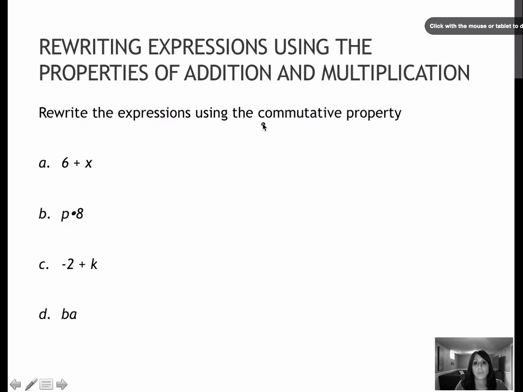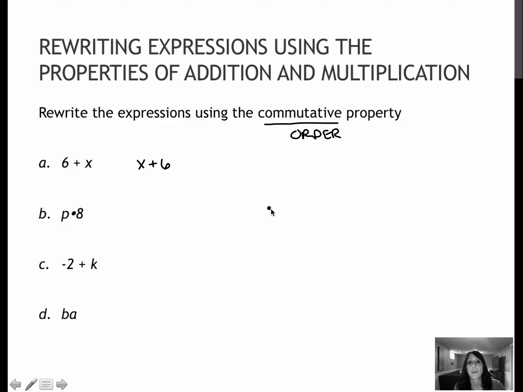So this is the commutative property. Remember, commutative had everything to do with order. And so when they ask us to rewrite something using the commutative property, all we're doing is changing the order. So if I use the commutative property here, I'm going to call this x plus 6 instead of 6 plus x. P times 8, I would write as 8 times p. And remember that whenever we're writing a number and a variable being multiplied, I don't even need that dot for multiplication. The best answer here is 8p written just like that. That means 8 times p, we don't need the multiplication sign in between.